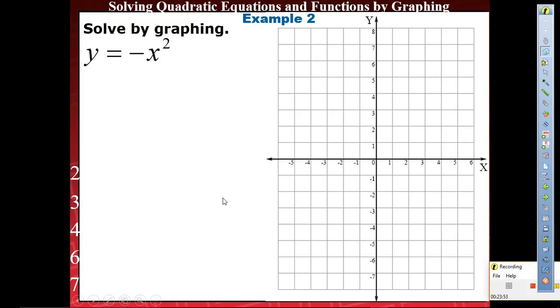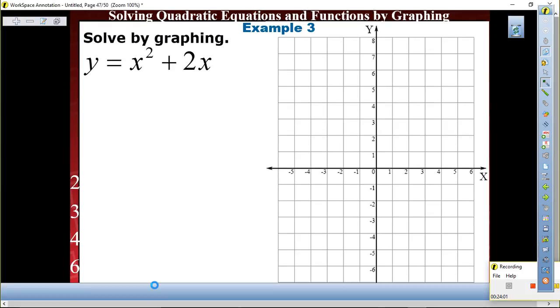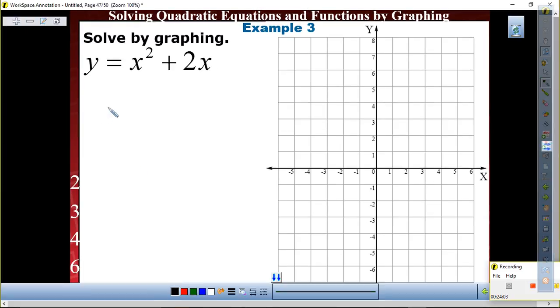Copy this. The bottom left. Y equals x squared plus 2x. Let's make a table.